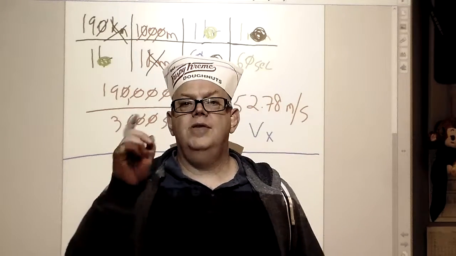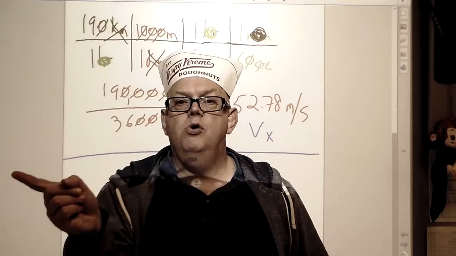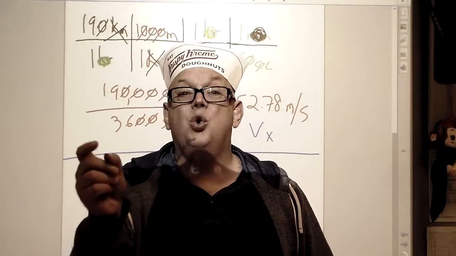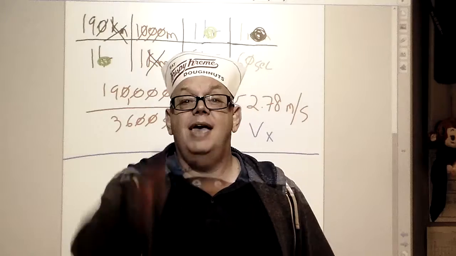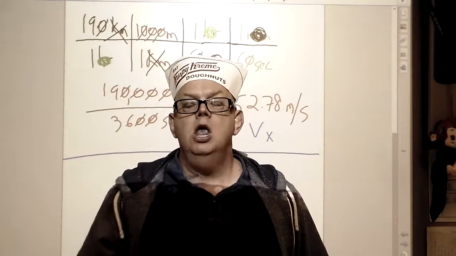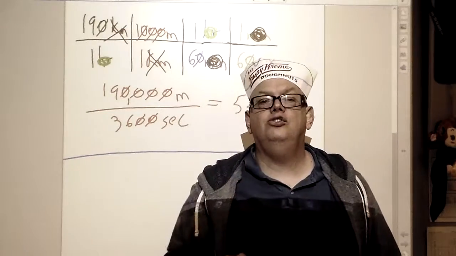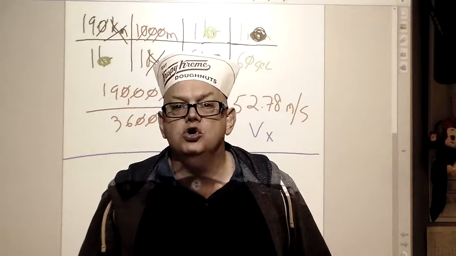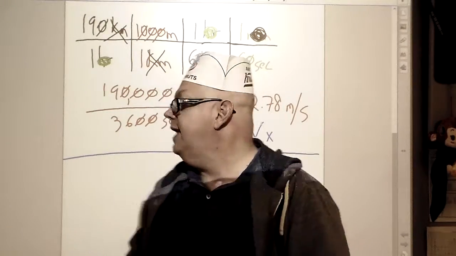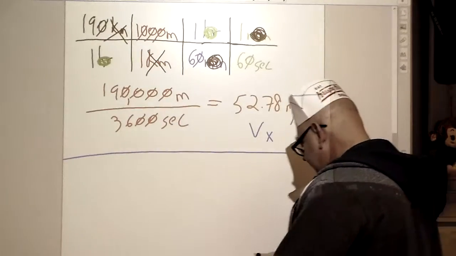The time for the X version of motion is going to be the exact same time as it is for the Y version. So when we figure it out in the Y version, that also applies to the X version. That's a pretty important concept. So let's go ahead and find T.